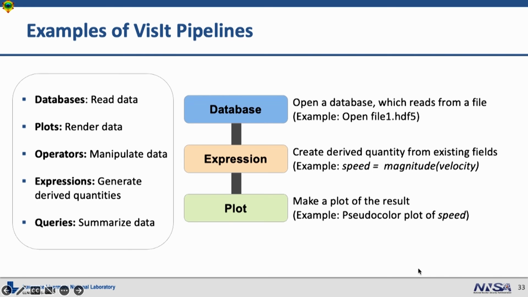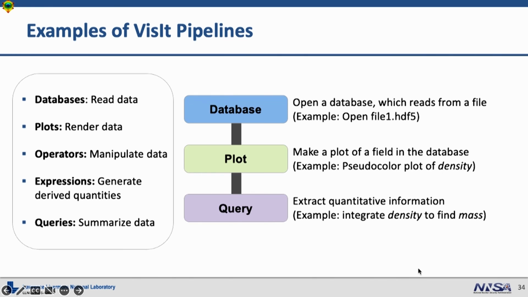Another thing you can do is, say you have some sort of data, like a vector field, but you're interested in a different representation of it, or you want to combine that field with something else to calculate something on the fly. That's what expressions are for in VisIt. In this example, you have a vector field called velocity, but you'd really like to look at it as a scalar. So you can take the magnitude of that vector field, and then plot it with a pseudocolor plot. That's what expressions do.